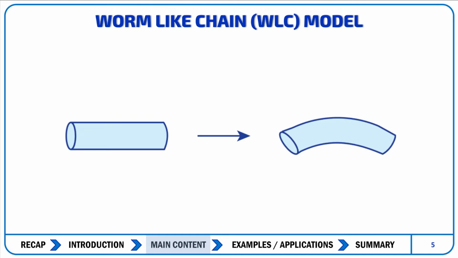So here I have two pictures, one on the left of a linear rod and one on the right of a bent rod. So we're going to use these two to describe just different versions of a worm-like chain model. So I'll just label this as the linear rod. And this as the bent rod.